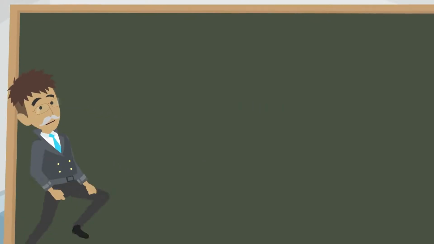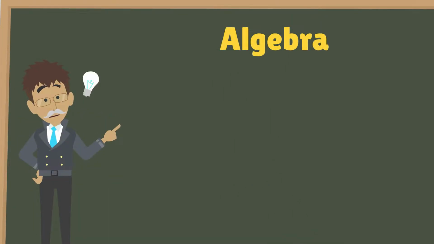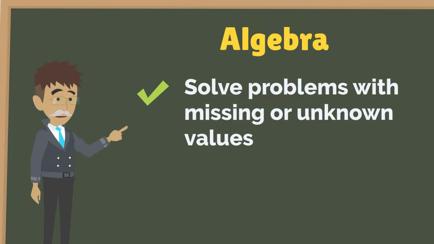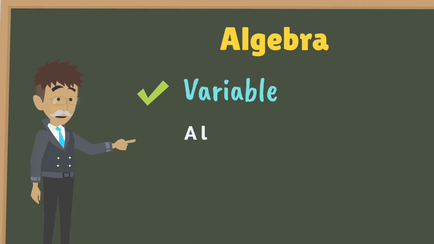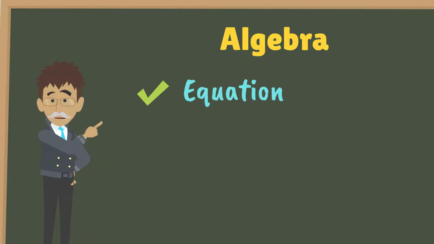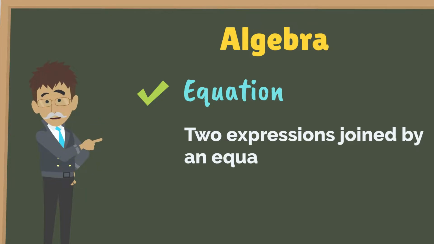One of the most essential things algebra allows us to do is solve problems where information is missing or unknown. In algebra, we often work with variables and equations. A variable is a letter or symbol that we use to represent a value that we do not know or one that changes. We get an equation when we join two math statements or expressions with an equal sign.